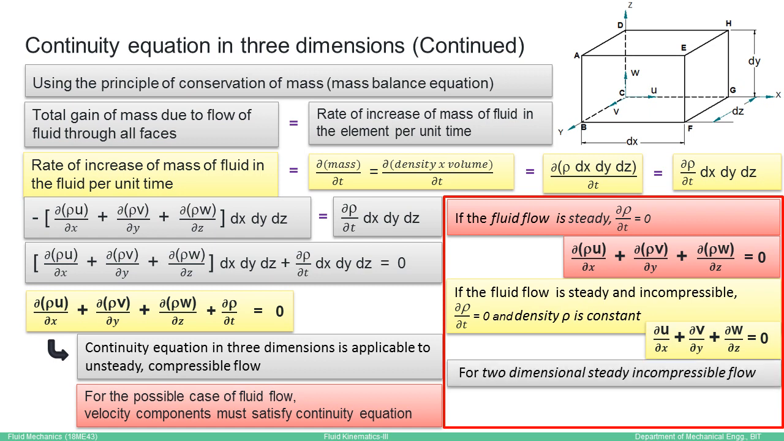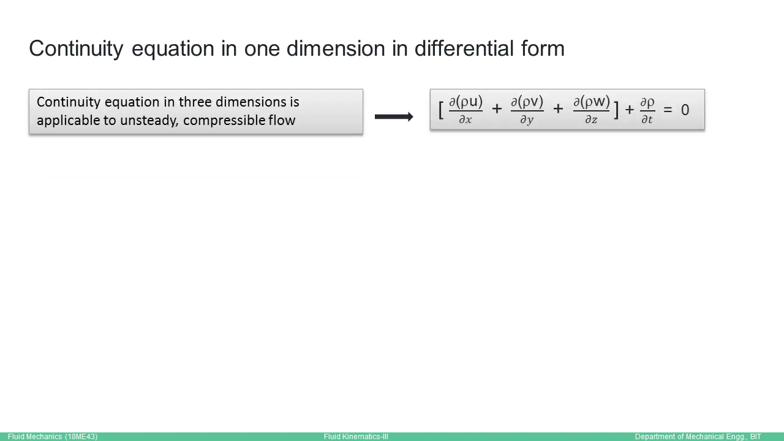If this fluid flow is 2-dimensional, then the third component w is equal to 0. Therefore, this equation reduces to ∂u/∂x + ∂v/∂y = 0. And further, for 1-dimensional, we can have ∂u/∂x = 0. Continuity equation in 1 dimension.